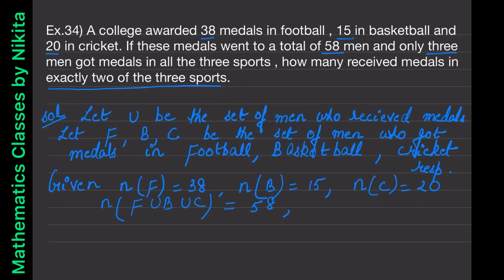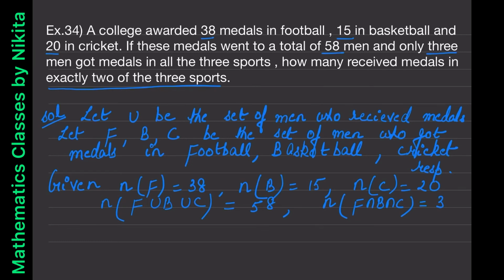And only 3 men got medals in all the 3 sports. So therefore N of F intersection B intersection C is equal to 3. Now you have to find the number of men who got medals in exactly 2 of the 3 sports. That is, we have to find the number of men who got medals in football and basketball, or basketball and cricket, or cricket and football.